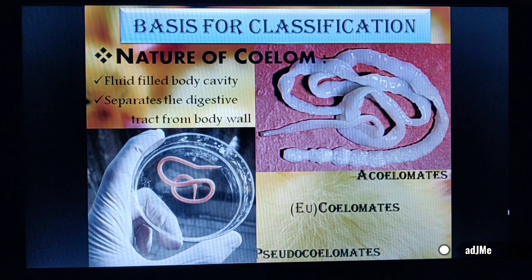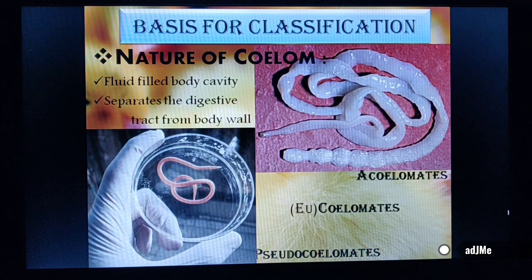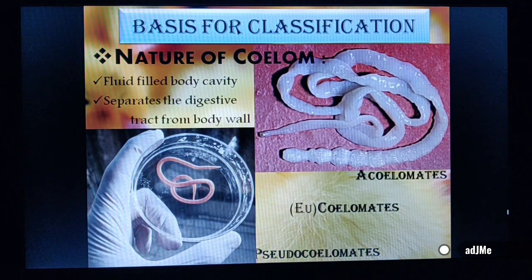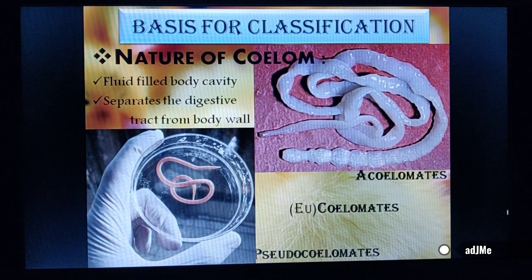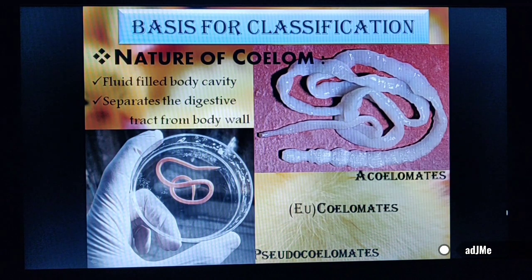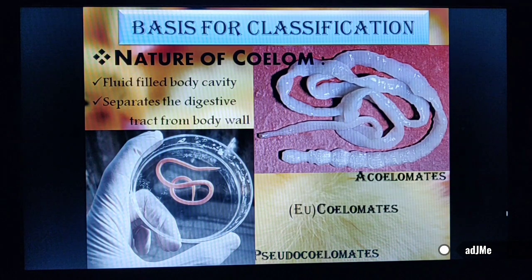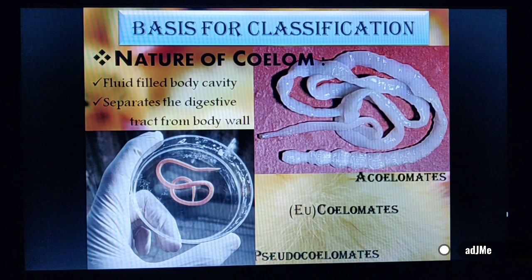So the acoelomate example is tapeworm, so don't forget. This picture should come into your mind when you write the exam. And the pseudocoelomate example is roundworm. And third, eucoelomates, all mammals are examples of eucoelomate. I think you remember last class I spoke about mammals which have mammary glands, in other words which give birth to young ones and feed them with milk. In Tamil it is called palutigal. So all mammals, or even higher forms of animals, come under eucoelomates because they have a true body cavity.